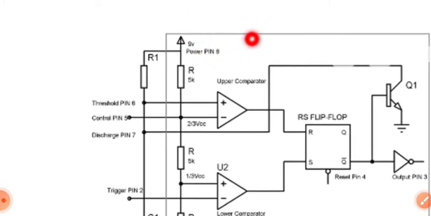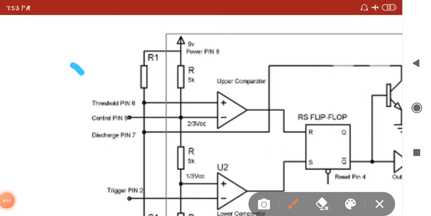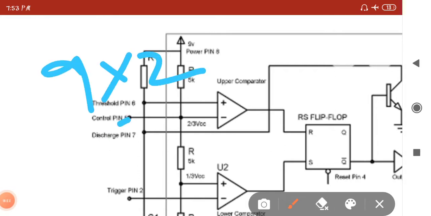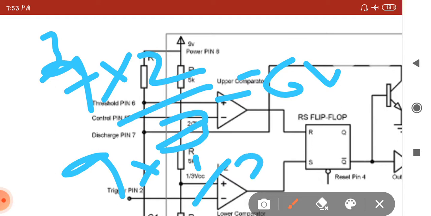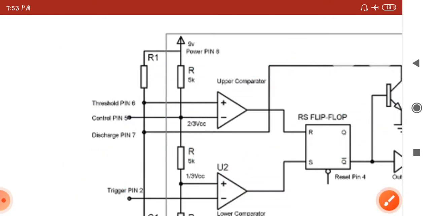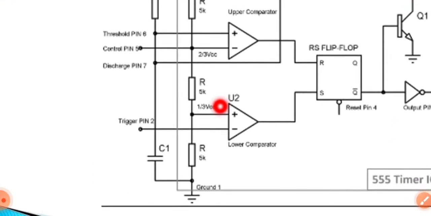This is the power supply, VCC, pin number 8. For example, they have given 9 volt. 2 by 3 of VCC is 6 volt, and 1 by 3 of VCC is 3 volt. At 1 by 3 of VCC it is discharging, and at 2 by 3 of VCC it is charging.